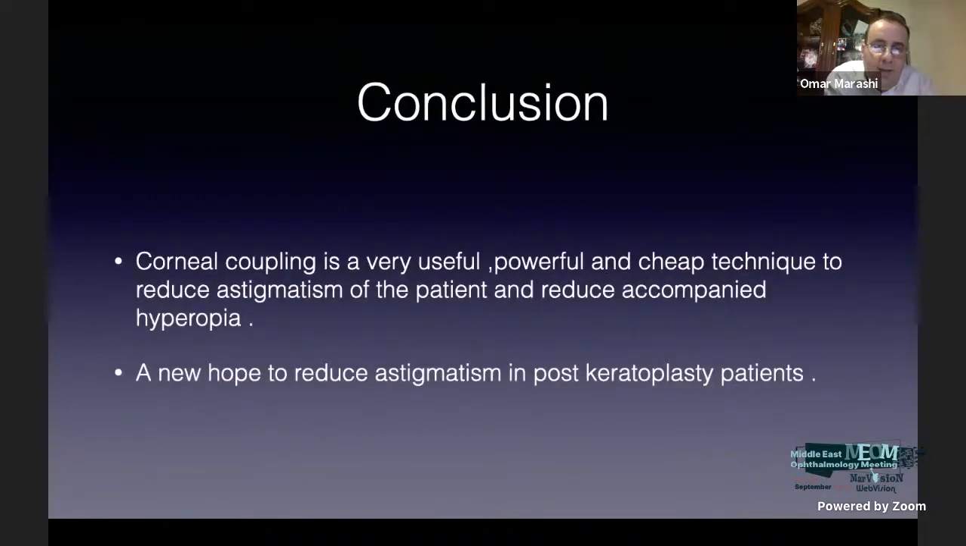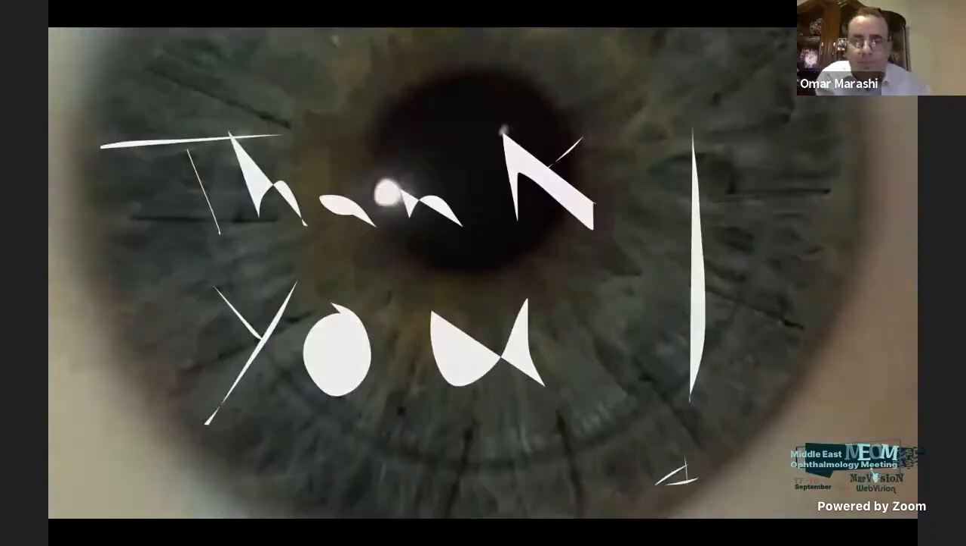Conclusion: corneal coupling is a very useful, powerful, cheap technique that reduces astigmatism of the patient and reduces the combined hyperopia. And you hope to reduce astigmatism in post-keratoplasty patients. Thank you so much.